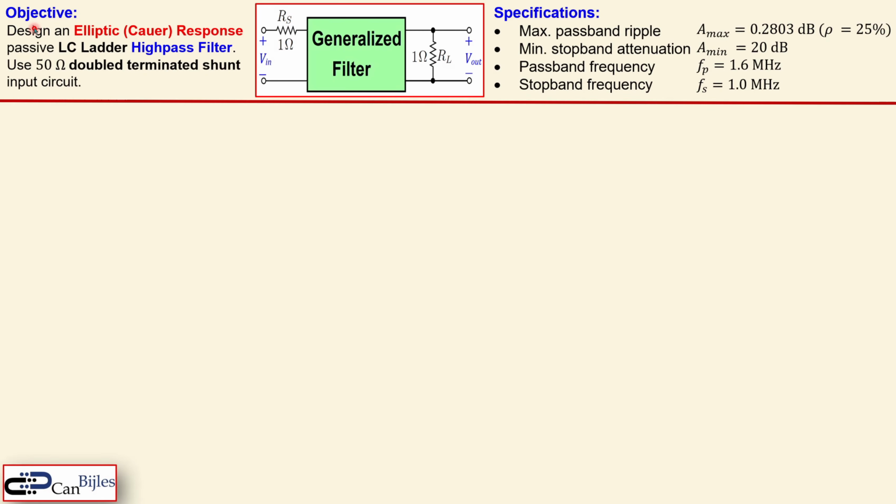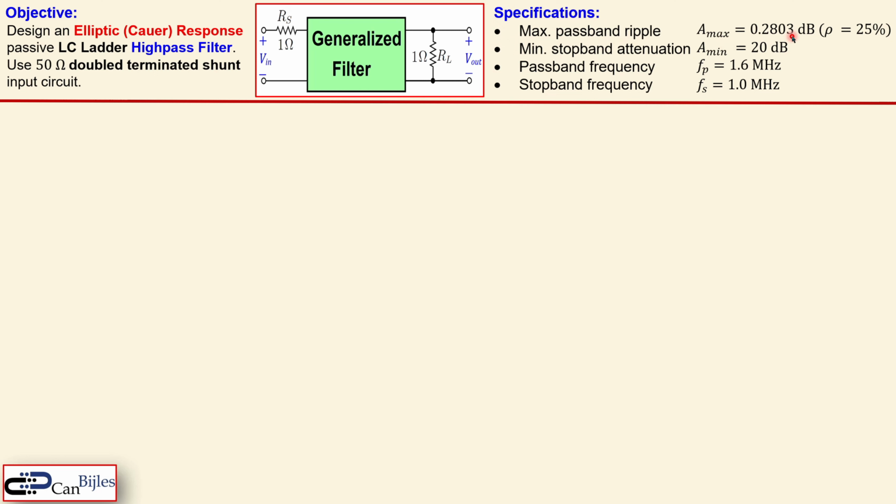So the objective is to design an elliptic response LC ladder high-pass filter. And I must have a 50 ohm double terminated shunt input circuit, and we will see shortly what it means. This is the circuit we need to design our filter, and these are the normalized source and the load resistors, each 1 ohm. The specifications are shown here.